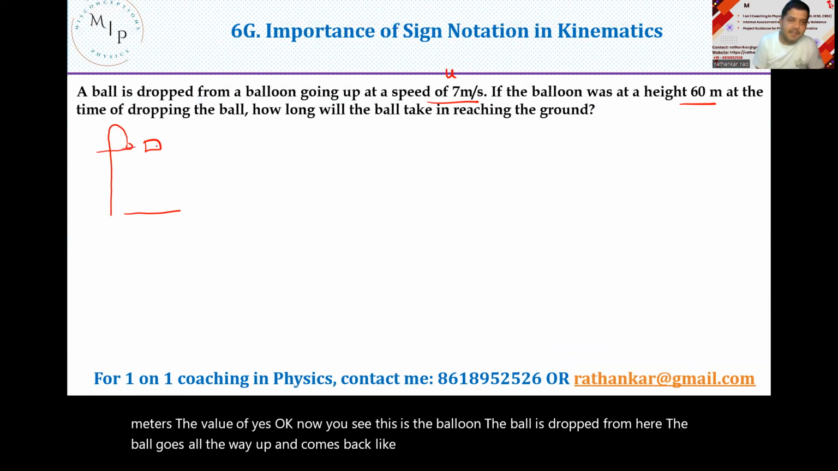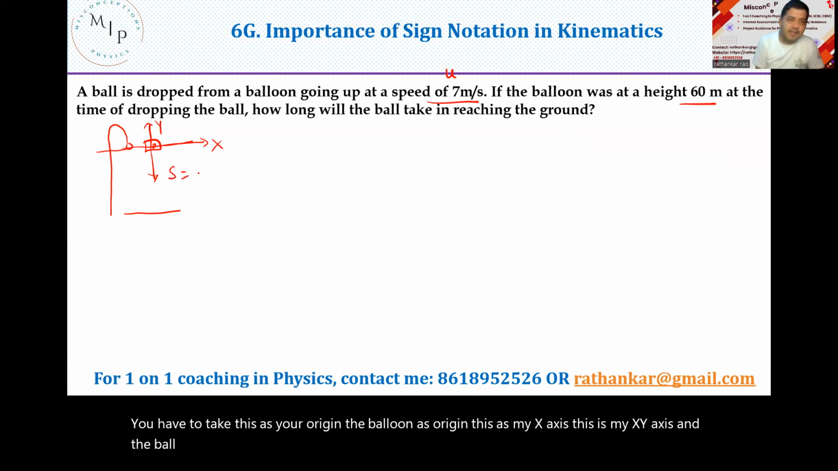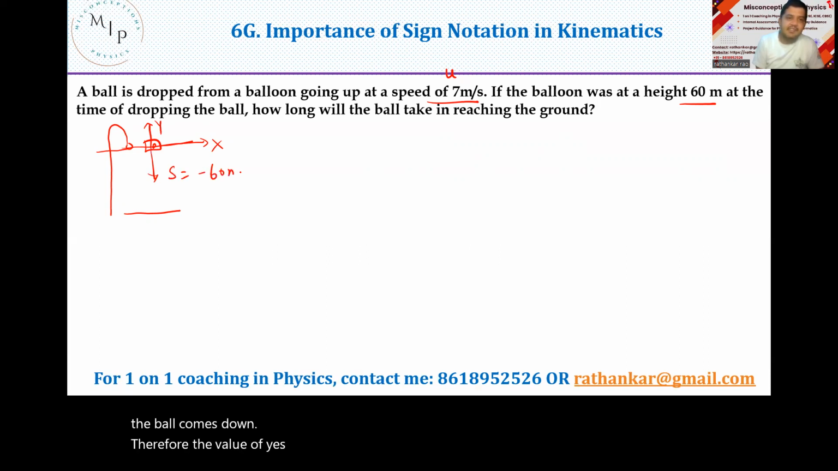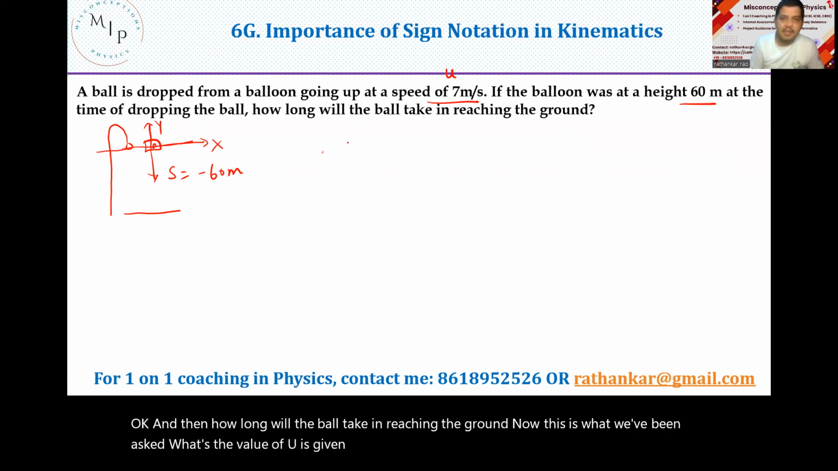Now, what is the displacement? For displacement, you have to take the balloon as the origin. This is my x-axis, this is my y-axis. And the ball comes down. So therefore, the value of S is equal to minus 60 meters. And then how long will the ball take to reach the ground? Now, this is what has been asked. What's the value of u? u is given. Now, we need to find out the value of time.